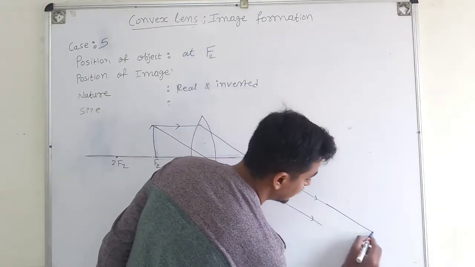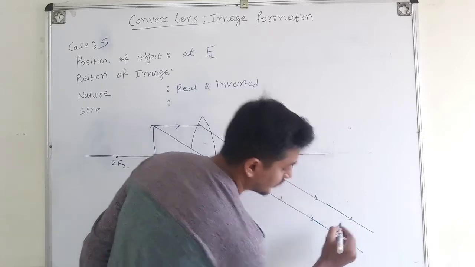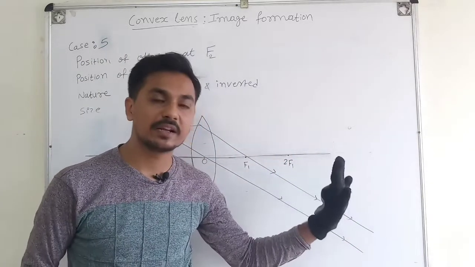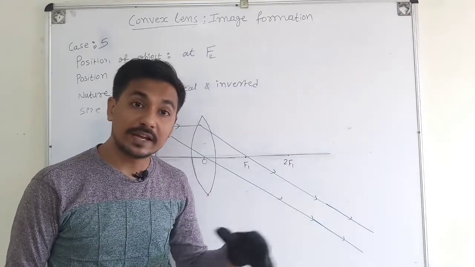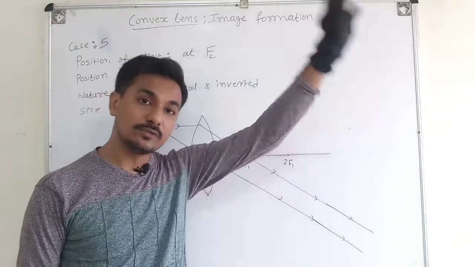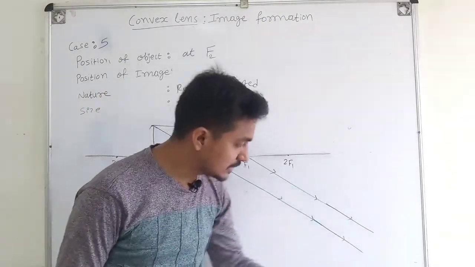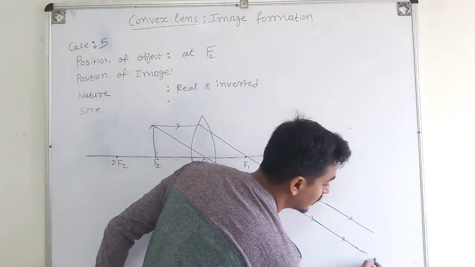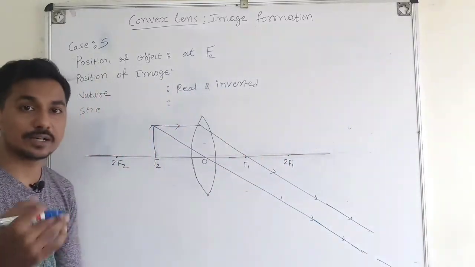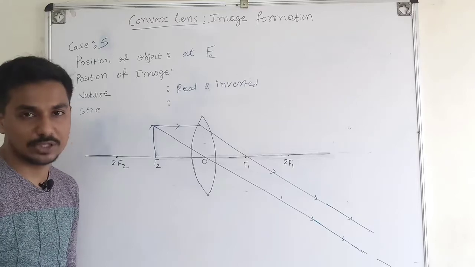So here the rays are going parallel. See, these rays are parallel, right? So they will never meet. Parallel rays never meet. But we assume that at infinity, at a very large distance, these rays will converge and we will get a very large image, an enlarged image, a highly magnified image, right?